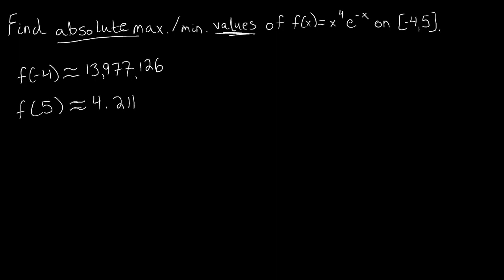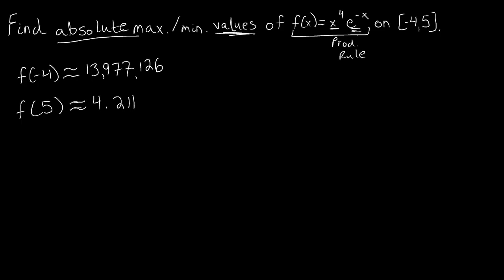So we've evaluated the different values that our endpoints will give us if we plug them into the function, but now we need to find the critical points of this function and evaluate those by plugging those x values back into our function. And how do we find critical points? By taking the derivative and finding what x values make that derivative either equal to 0 or undefined. So without further ado, let's take the derivative of this. We have x to the 4th times e to the -x, so we have a function times another function, and we're going to need to use the product rule.